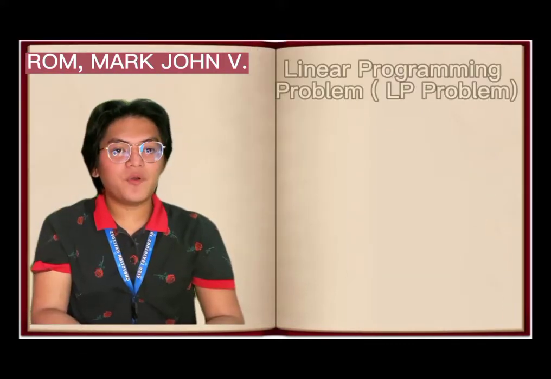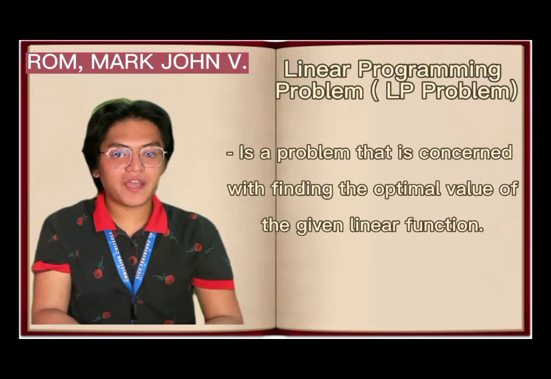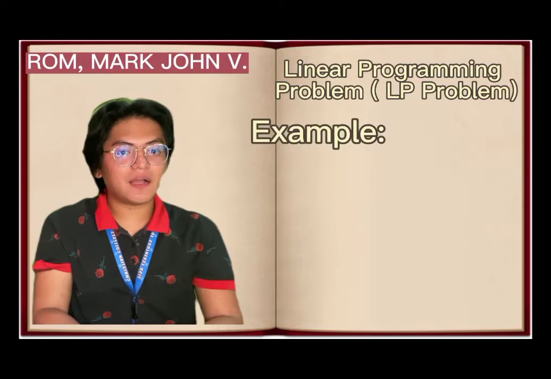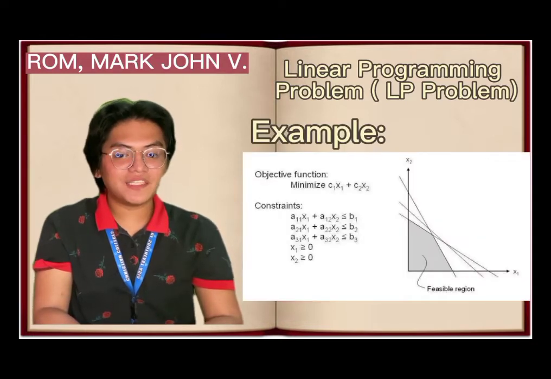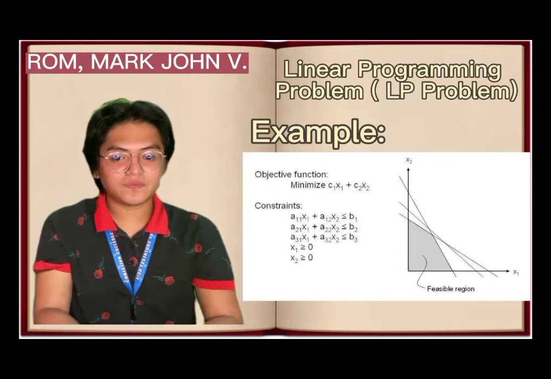Now, let's talk about the linear programming problem. It's a problem that is concerned with finding the optimal value of a given linear function. For example, objective function: minimize c sub 1 x sub 1 plus c sub 2 x sub 2. Constraints: a sub 11 x sub 1 plus a sub 12 x sub 2 less than or equal to b sub 1. A sub 21 x sub 1 plus a sub 22 x sub 2 less than or equal to b sub 2. A sub 31 x sub 1 plus a sub 32 x sub 2 less than or equal to b sub 3. x sub 1 greater than or equal to 0, x sub 2 greater than or equal to 0.